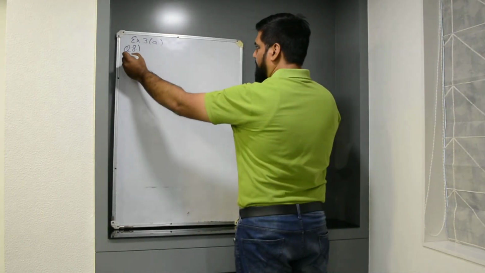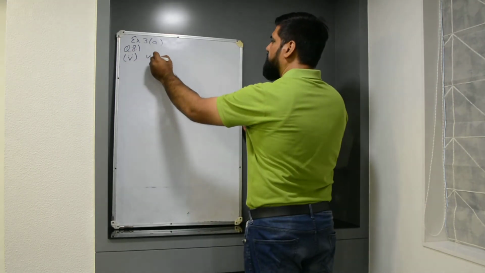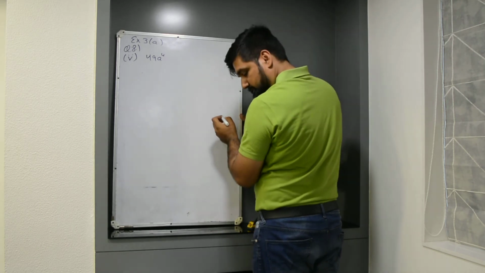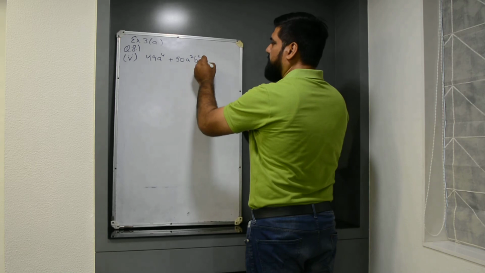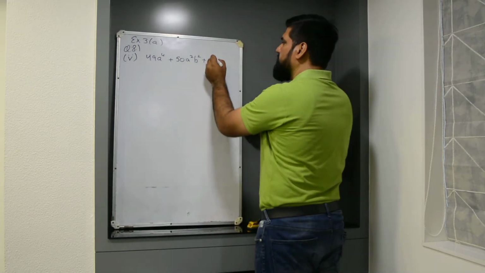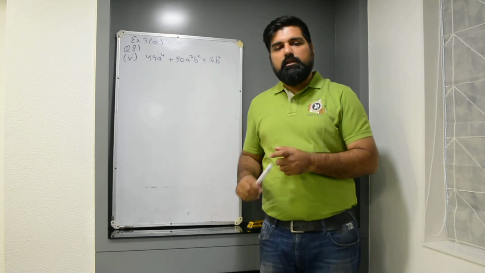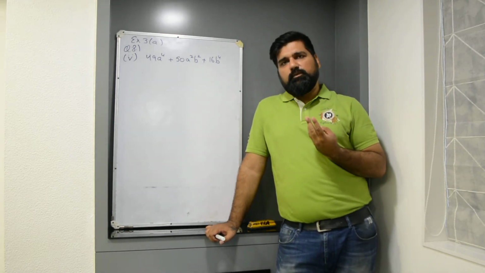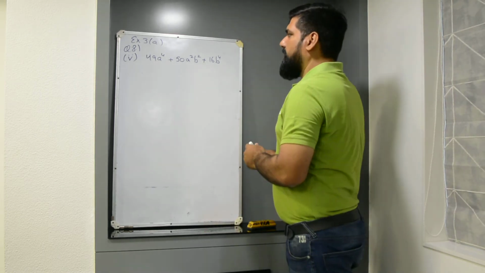Fifth question that we have: 49a^4 + 50a^2b^2 + 16b^4. So now in this, if you see, we have all the three terms, right? But still it is not a perfect square. How? Let us just see.